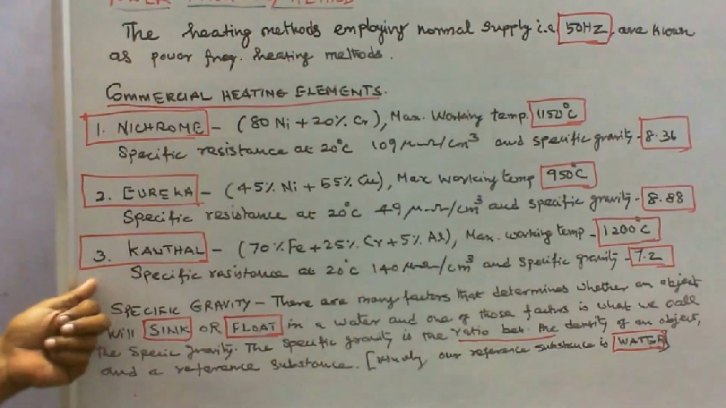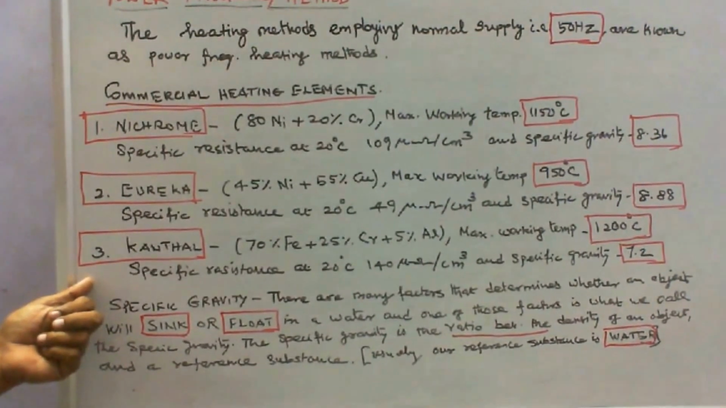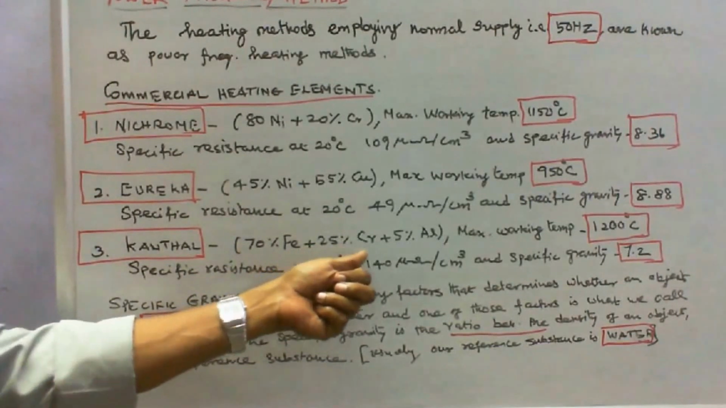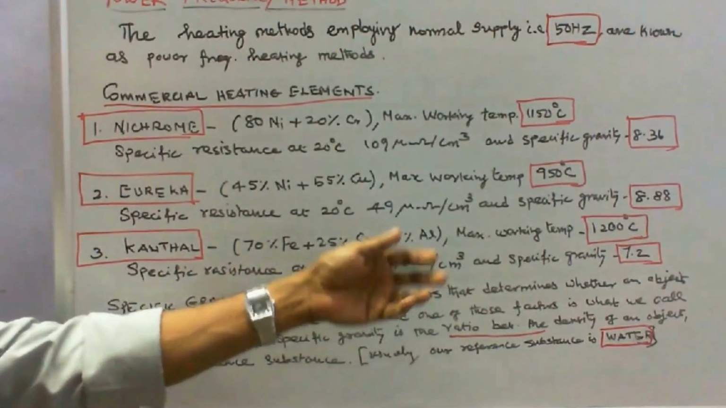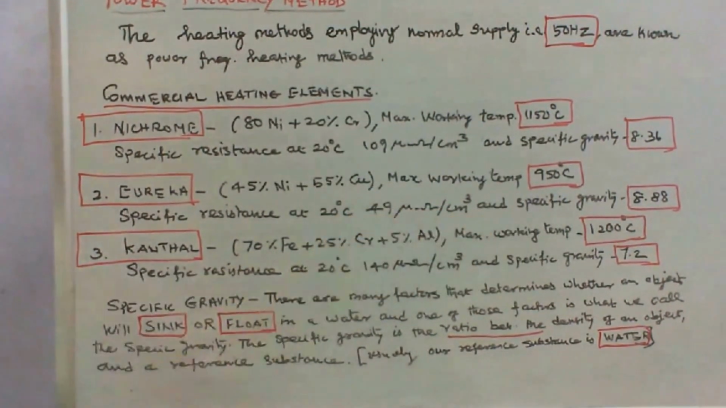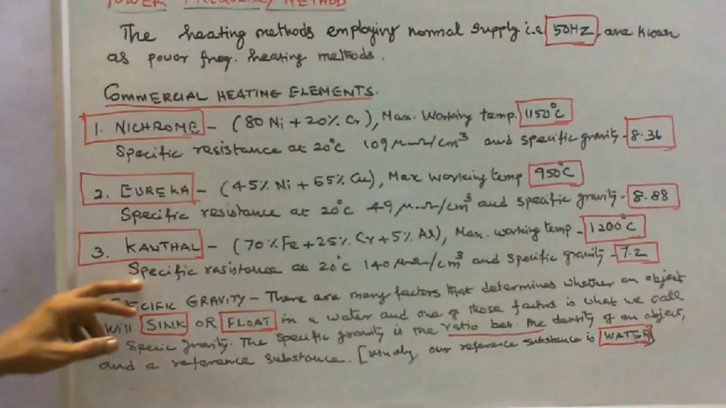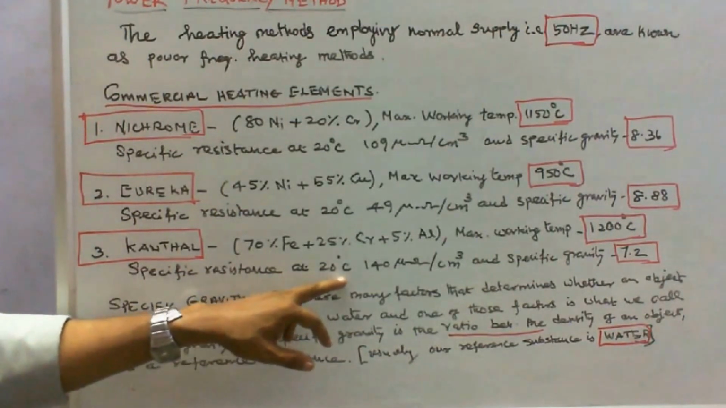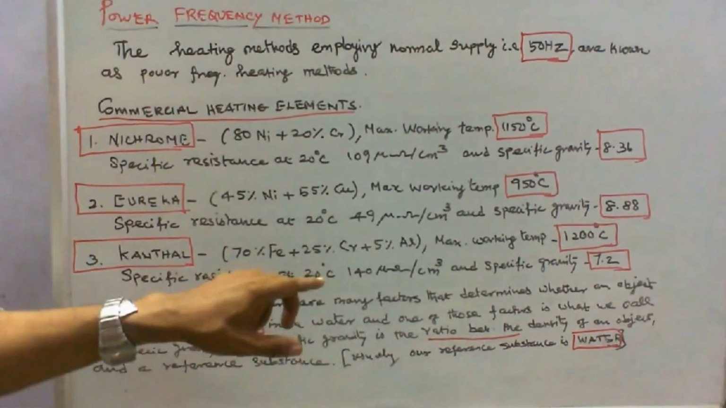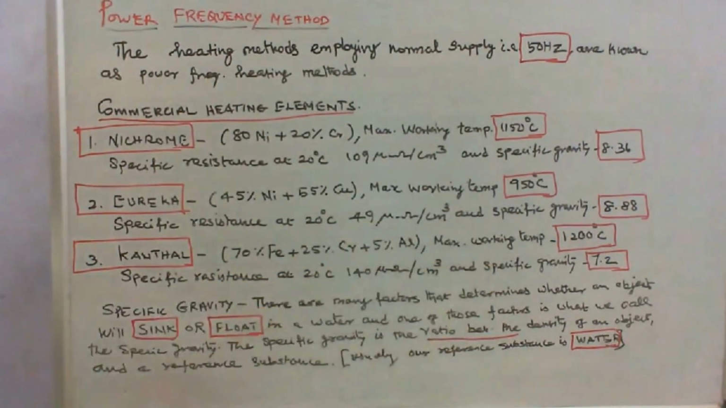The third is Kanthal, which is commonly used in furnaces. It is 70% iron plus 25% chromium plus 5% aluminium. Its maximum working temperature is 1200 degrees centigrade. Its specific resistance at 20 degrees centigrade is 140 micro-ohm per centimeter cube and its specific gravity is 7.2.